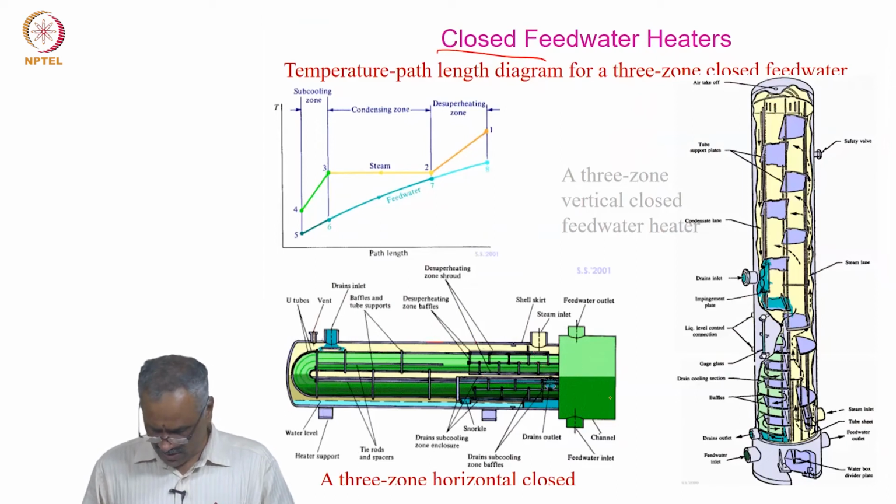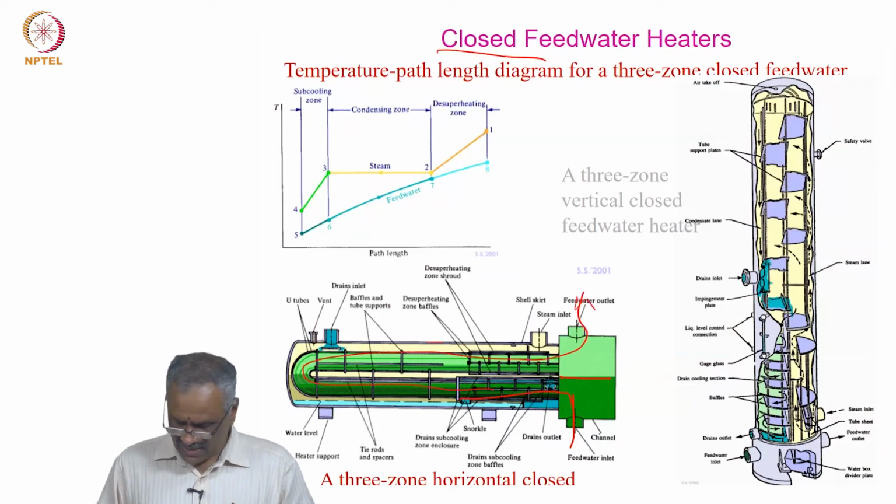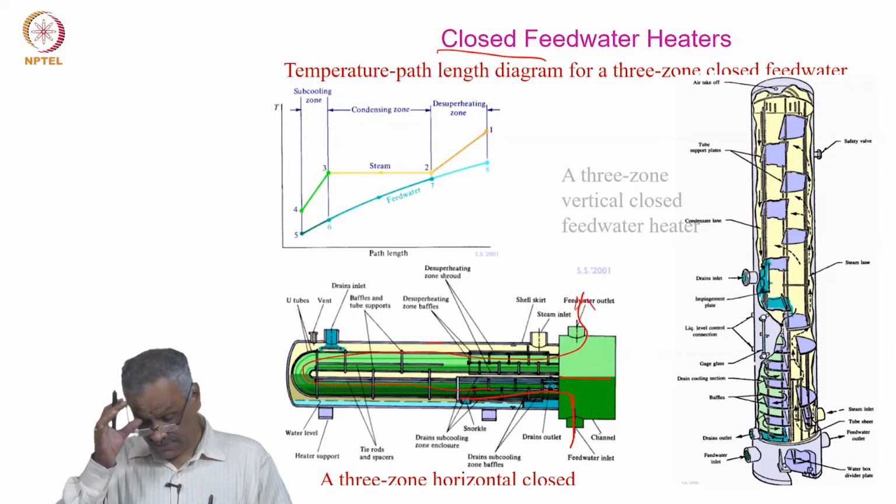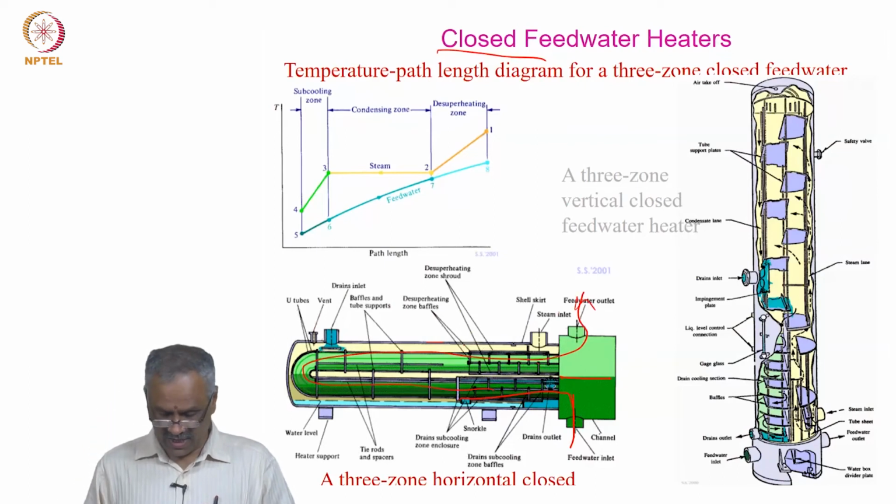The feed water enters here through a manifold, goes into the tubes, and then goes out here. Whereas this is the water which is here, and the steam is going like this.